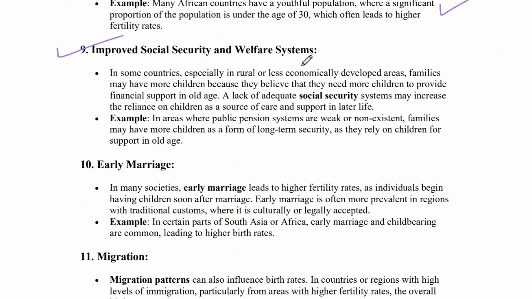Improved social security and welfare system. In some countries, especially in rural or less economically developed areas, families may have more children because they believe that they need more children to provide financial support in old age. A lack of adequate social security systems may increase the reliance on children as a source of care and support in later life. In areas where public pension systems are weak or non existent, families may have more children as a form of long term security as they rely on children for support in old age.